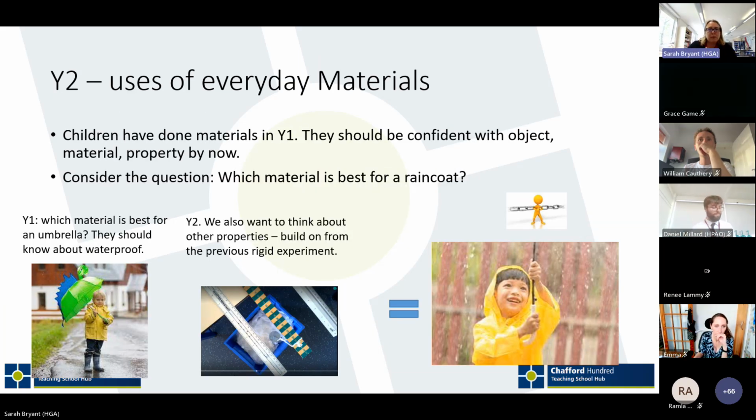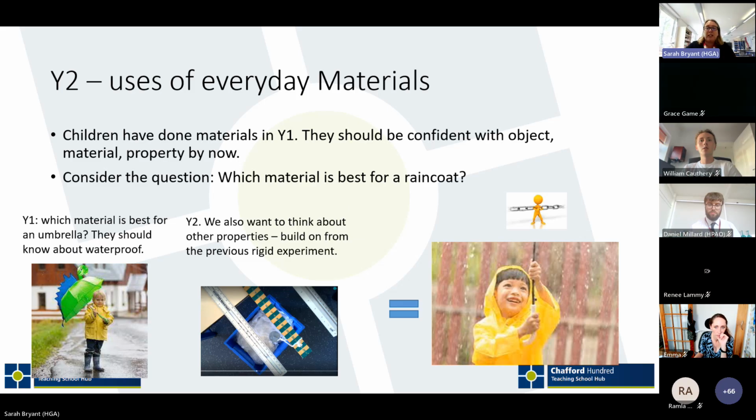A Year 2 example linked to everyday materials. Remembering children have done materials in Year 1, so they should already be confident with object, material and property. Consider the question, what material is best for a raincoat? Now, they may already in Year 1 have done what material is best for an umbrella. We're extending to what material is best for a raincoat, thinking about waterproof.